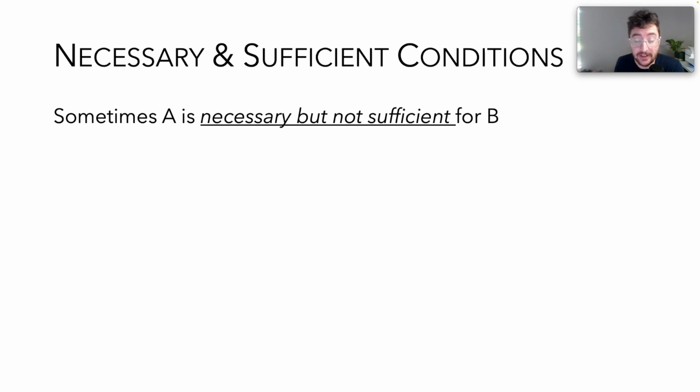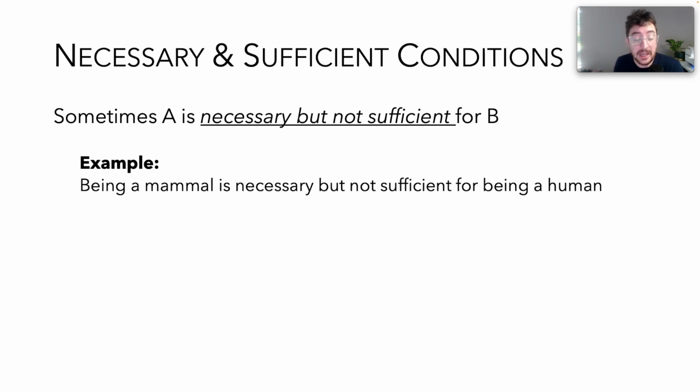Things can be necessary without being sufficient. Being a mammal is necessary, but it's not sufficient for being a human. So, if you're not a mammal, then you are not a human. Being a mammal, though, is not sufficient because being a mammal does not guarantee that you are a human. You could be a different kind of mammal.